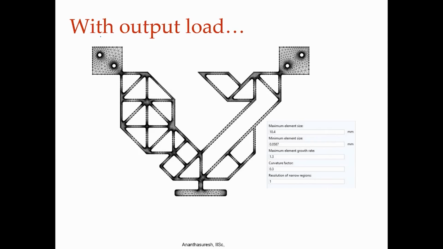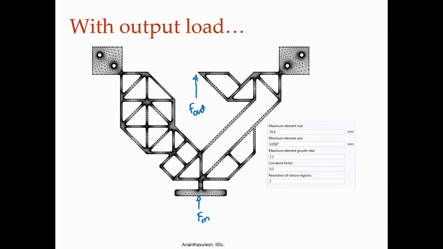Now, let us say there is an output load. That output load direction will be opposite to this. Let me get the pen back. So, let us say that it is supposed to move down. Let me put F out here while I put F in here. And for various output forces, what happens?